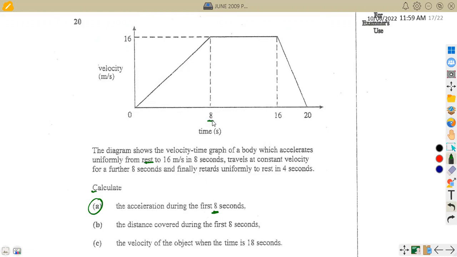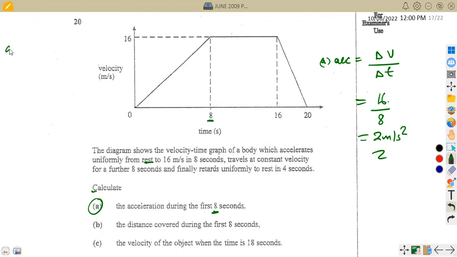So these are the first 8 seconds. In the first 8 seconds, the object is increasing. That's an acceleration. Remember, guys, I told you acceleration is equal to the change in velocity over the change in time. So the velocity changed to 16 and the time changed from 0 to 8. So that is acceleration. 16 divided by 8 is 2 meters per square second.